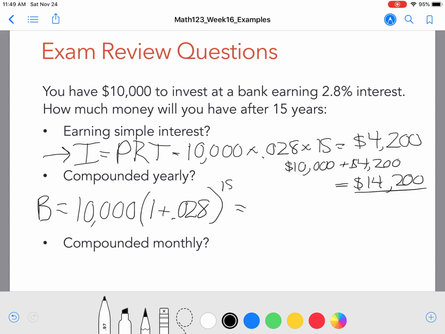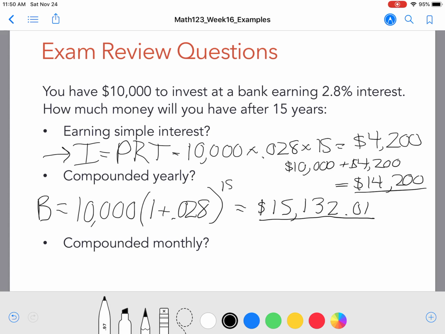And we should get an answer that's a little bit larger than our previous one. So I'm getting an answer of $15,132.01. Okay, so something like that if we round to the nearest penny. So that's going to be our answer for that one.